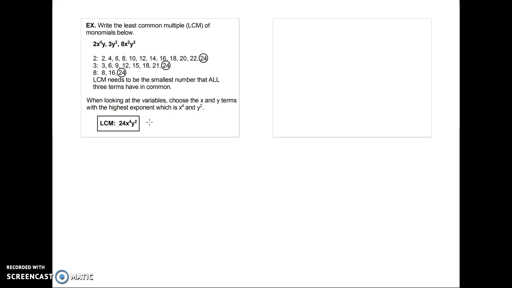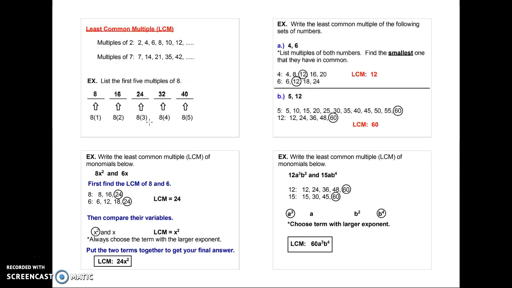So you just have to remember that even though it's called least common multiple, when it comes to the variables, you are finding the greatest power, the highest power. Other than that, the coefficients, you're just listing out the multiples and finding the smallest one that is common to all of your terms. So again, this was your concept number 11, which is least common multiple.